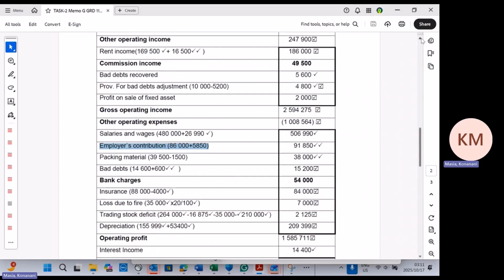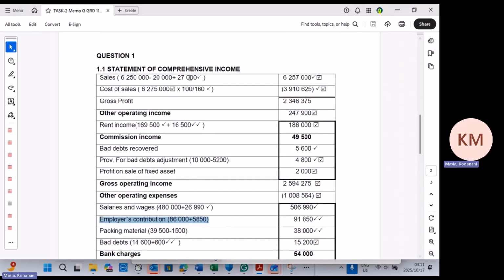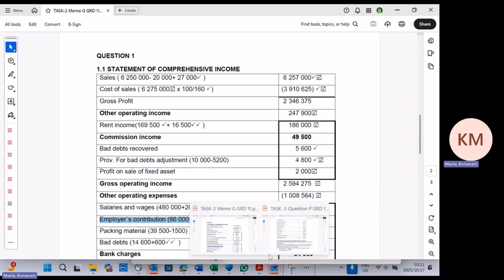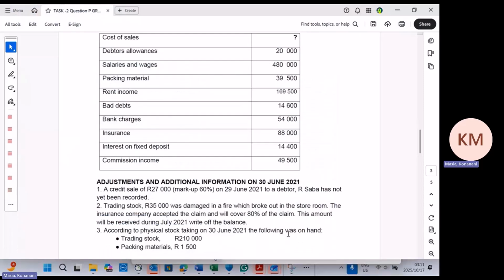So that you can see your sales, and therefore my gross profit, that is the gross profit. Okay. Now let's move on to other operating income. Now we go back to the scenario. You see in your scenario, what are you being provided with to determine your operating income?